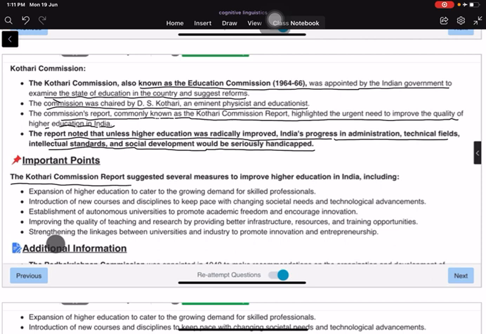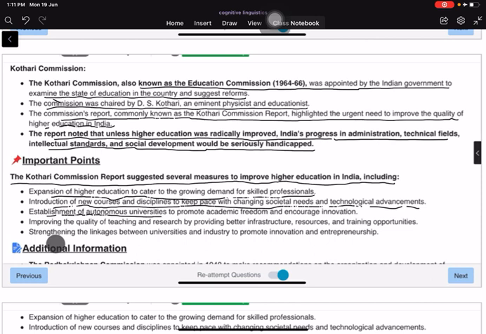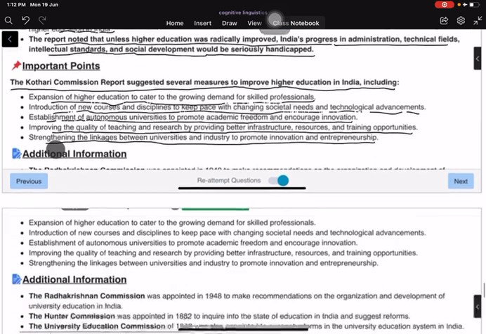The Kothari Commission report suggested several measures to improve higher education in India, including expansion of higher education to cater to a growing demand for skilled professionals, introduction of new courses and disciplines to keep pace with changing societal needs and technological advancements, establishment of autonomous universities to promote academic freedom and encourage innovation, improving the quality of education, teaching and research by providing better infrastructure, resources and training opportunities, and strengthening the linkages between universities and industry to promote innovation and entrepreneurship.